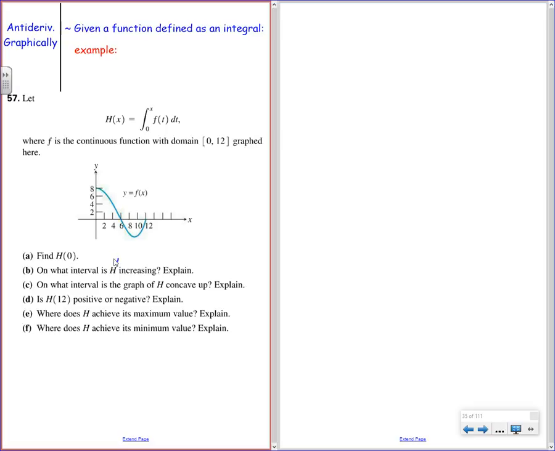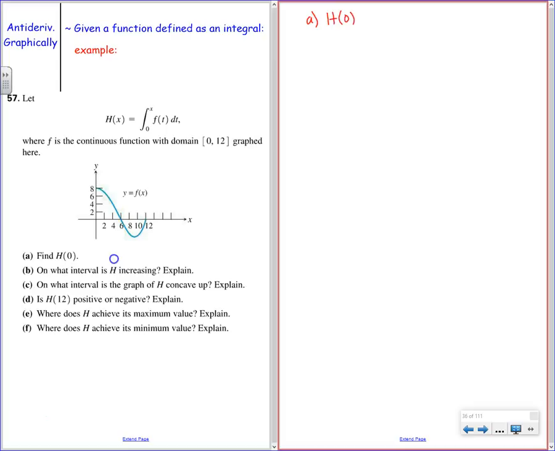So letter A. How would you show your work? Good. The integral from 0 to 0 of f of t dt, and we don't need to do anything else because that just equals 0. Easy cheesy. All right, fine. Maybe not AP-ish. Letter B, from 0 to 6.